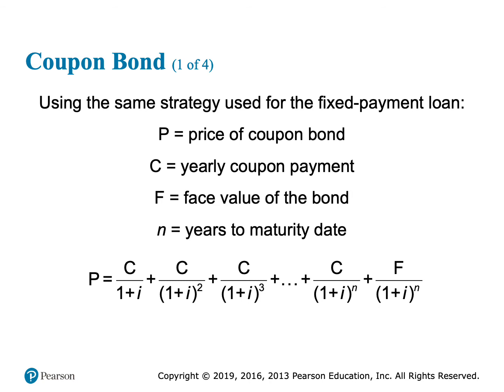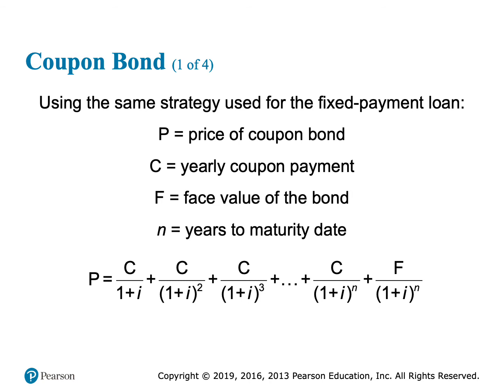Our coupon bond is using the exact same strategy as what we used for our fixed payment loan. The price is the price of the coupon bond, or the present value, or the loan value. The C is the yearly coupon payment, right? This is very similar to your future cash flow, or your future payment, if you will. F is the face value of the bond. The bond may be worth $1,000, $2,000. That's all it is, and that will be returned to you at the end of the period of time where the bond has been loaned.